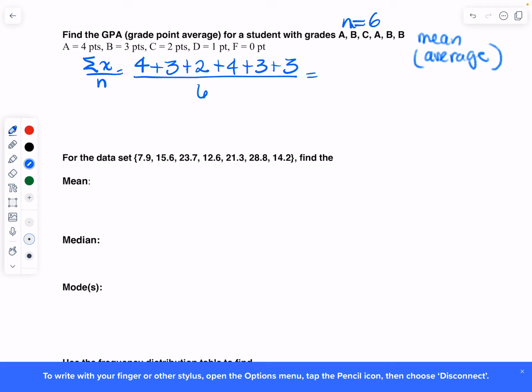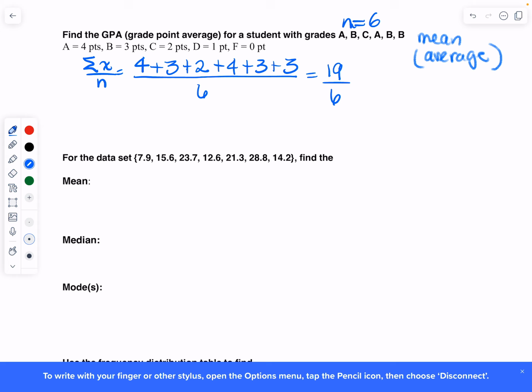4 and 3 is 7. 7 and 2 is 9. 9 and 4 is 13. 13 and 3, excuse me, 13 and 3 is 16. 16 and 3 is 19. So again, I am just double checking my work. I'm just checking the calculator because I don't want to make a mistake here. And I did get 19.